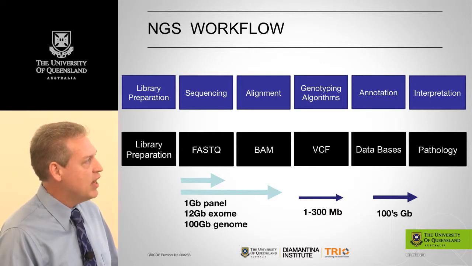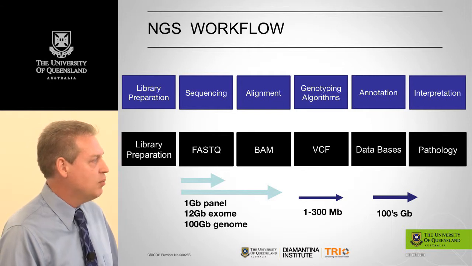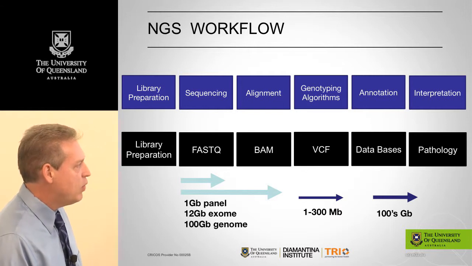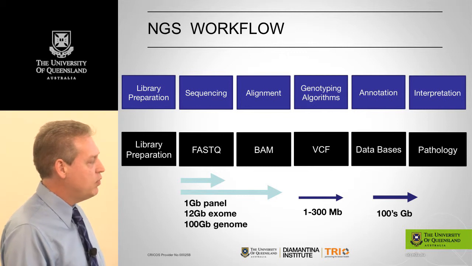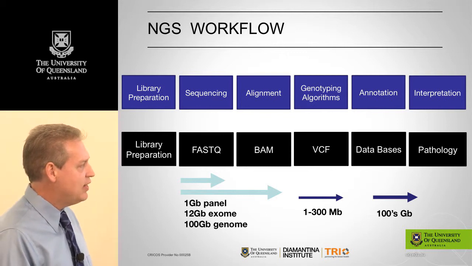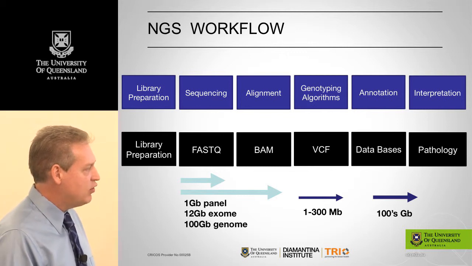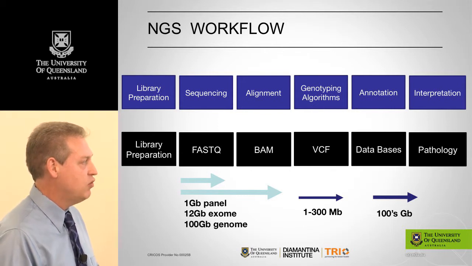And then you need to make sense of it. Is that mutation pathogenic, and can you do something about it? So this is where all the data requirements come from. If you're going to do panel sequencing, you're talking about a gigabyte of information here, an exome about 12 gigabytes. And if you're doing a whole genome, you're talking about 100 gigabytes of information.